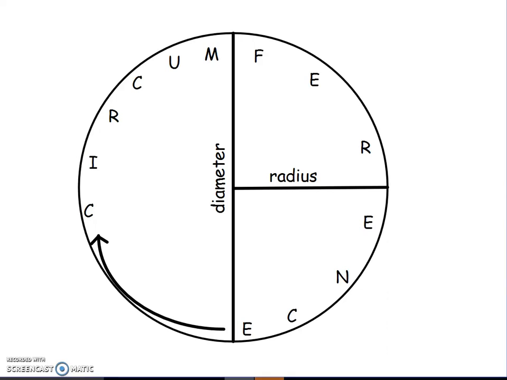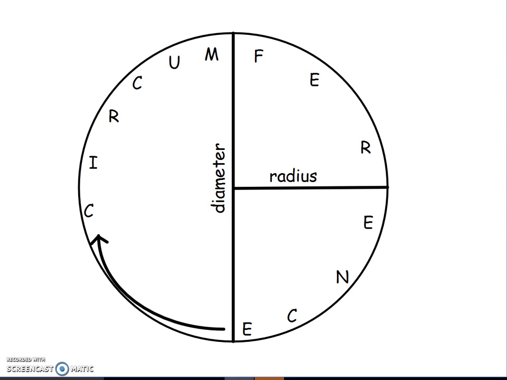Circles. With circles, some basic vocabulary that you need to know. The radius goes from the center of the circle to the outside. Diameter goes all the way across the circle and passes through the center. And circumference is the distance around the circle.